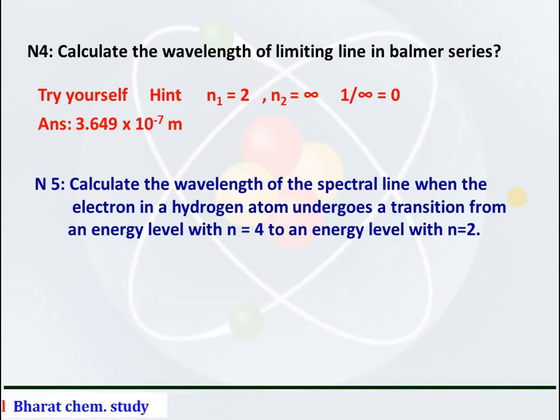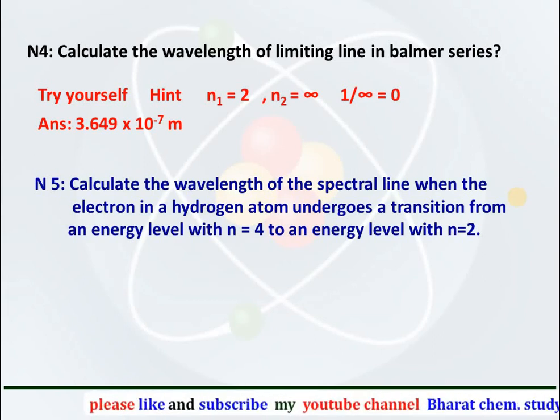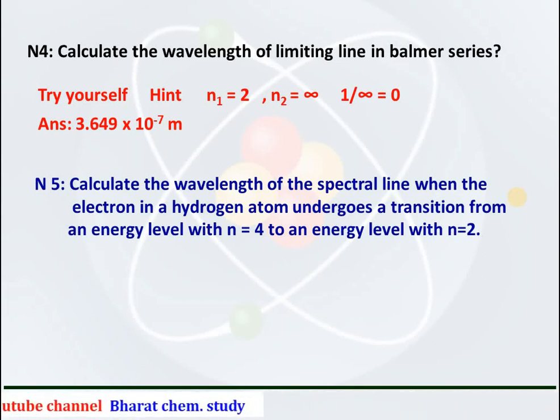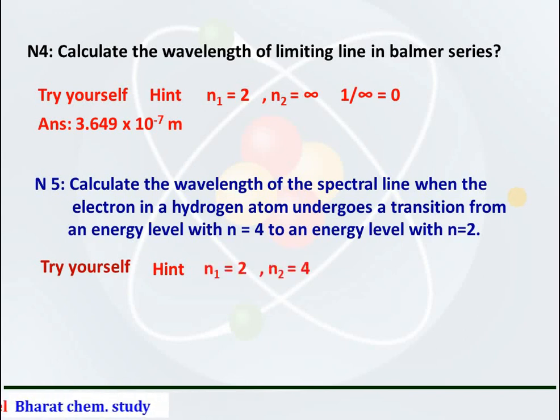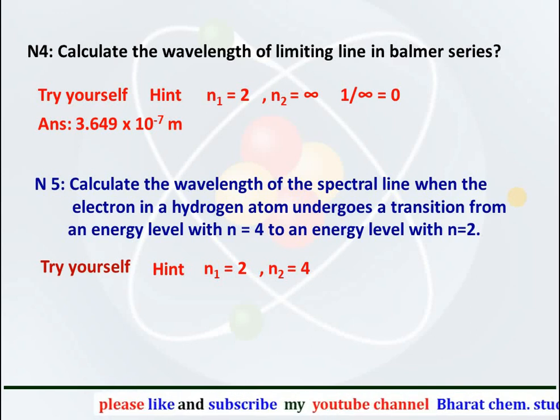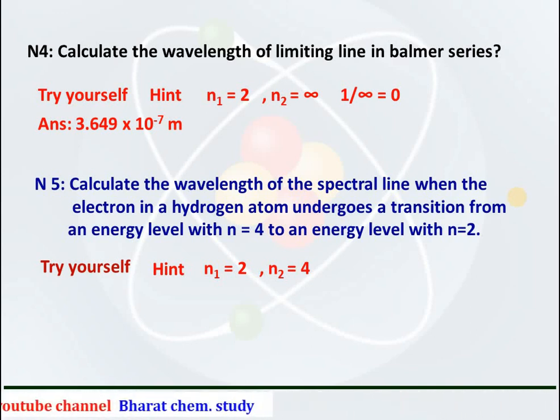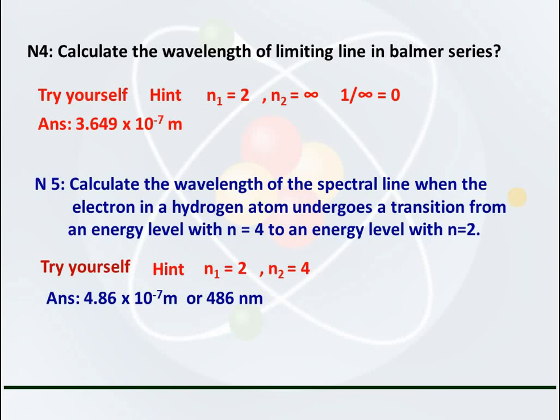Next numerical number 5: calculate the wavelength of spectral line when the electron in a hydrogen atom undergoes a transition from energy level 4 to energy level with n is equal to 2. This numerical also you have to do yourself. Hint for the numerical is that in this question n1 is given 2 and n2 is equal to 4, and by using the Rydberg formula you have to calculate the wavelength. The answer comes equal to 4.86 into 10 to the minus 7 meter, or you can also convert into nanometer and it comes to be equal to 486 nanometer.